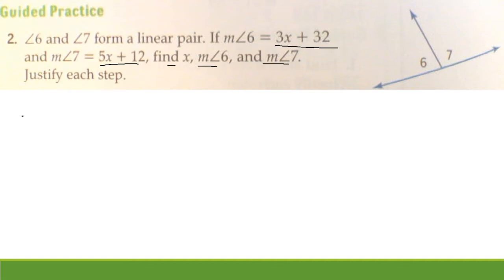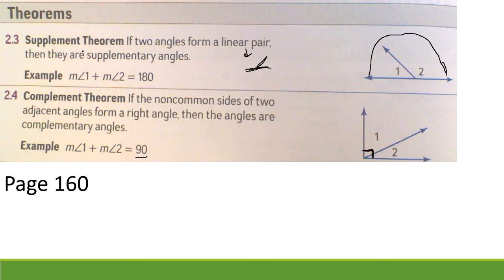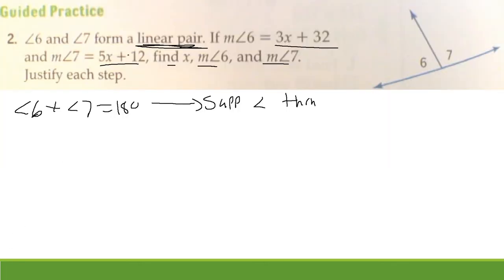So we're going to start by saying that if they're a linear pair, then I can say that angle 6 plus angle 7 is equal to 180. How do I justify that? Well, because of the supplementary angle theorem. This is the abbreviation for supplementary angle theorem, which is exactly what this said here. Or you can say supplement theorem, either one. That says that if you have a linear pair, then you have supplementary angles, and they add to 180. They have a linear pair, so the if has been satisfied. Therefore, they're going to add to 180 because, again, it's a theorem.